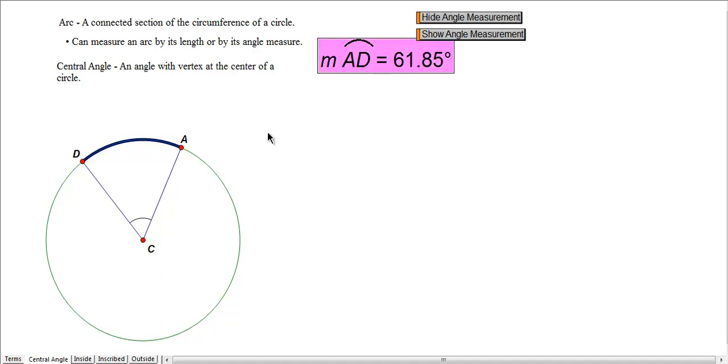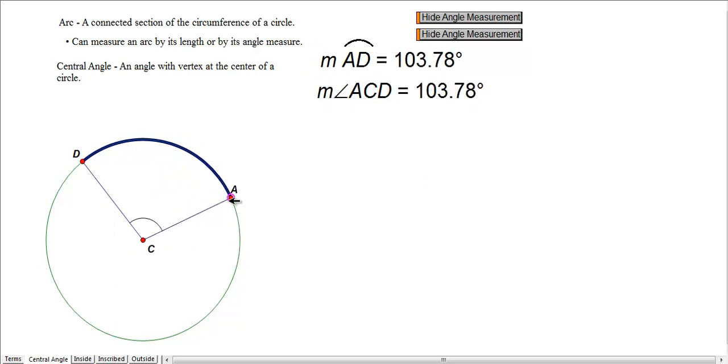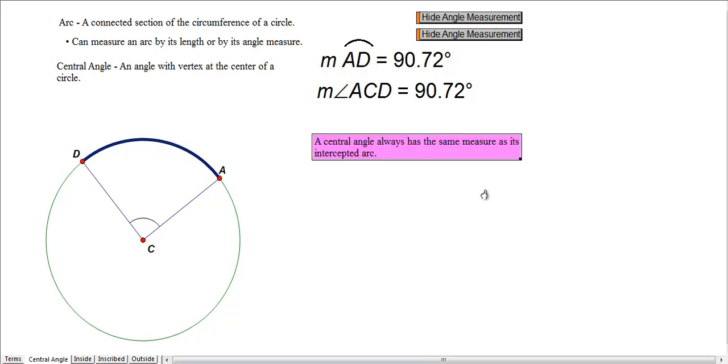If I show you, here's the measure of our arc, and the measure of the central angle is the same. The big thing we need to learn here is that the central angle is always congruent, or equal in measure, to the arc that it creates. Let me pop that up on the screen for you. A central angle always has the same measure as its intercepted arc.